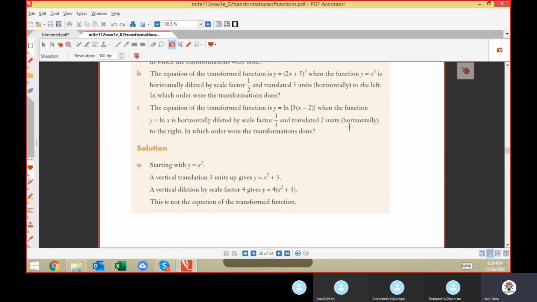So first you will do your translation of 2 units to the right. So that should be log bracket x minus 2, and then the dilation.